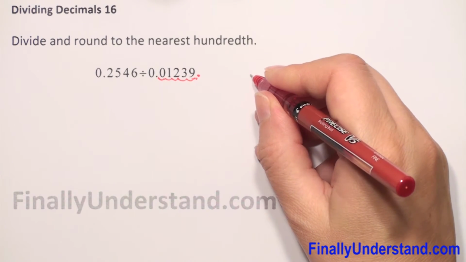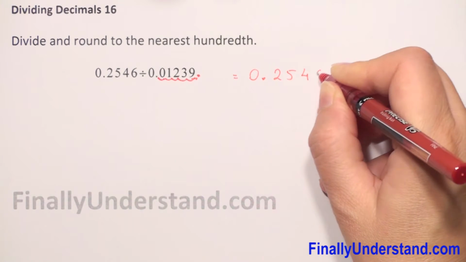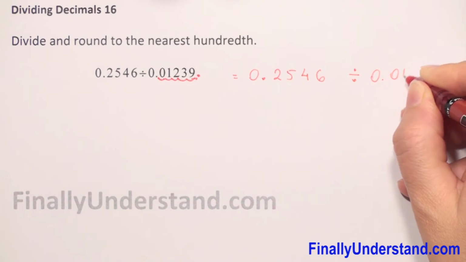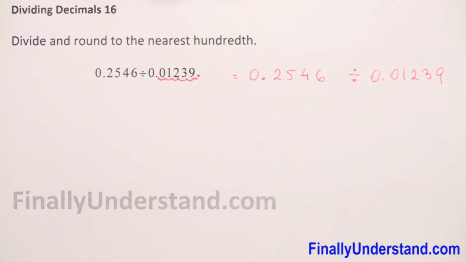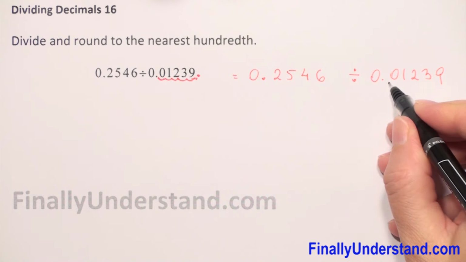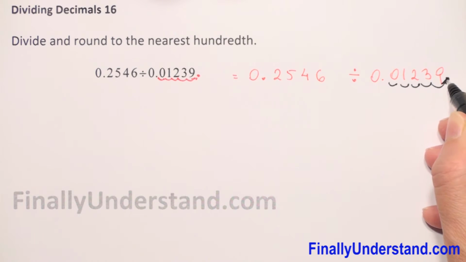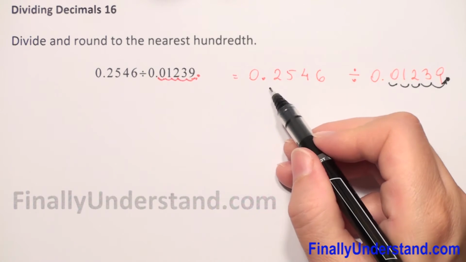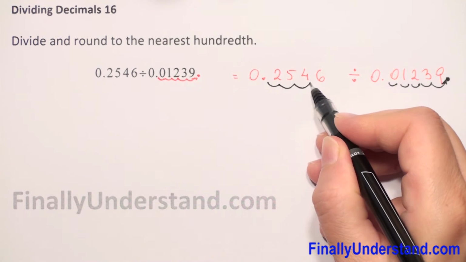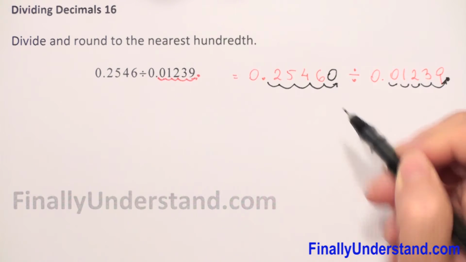So we have 0 decimal point 2546 divided by 0 decimal point 01239. Like I said, we move the decimal point 5 times: 1, 2, 3, 4, 5. We have the decimal point at the end of our divisor. The same we have to do with our dividend. So 5 times: 1, 2, 3, 4, 5. We add an extra 0 at the end.